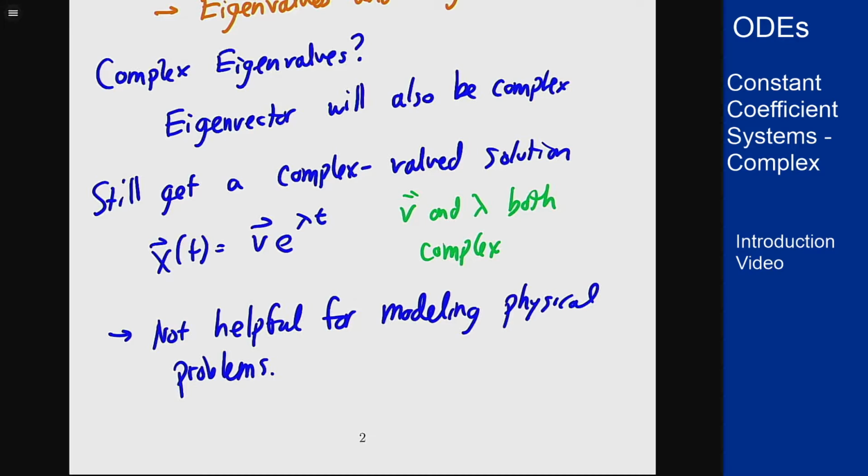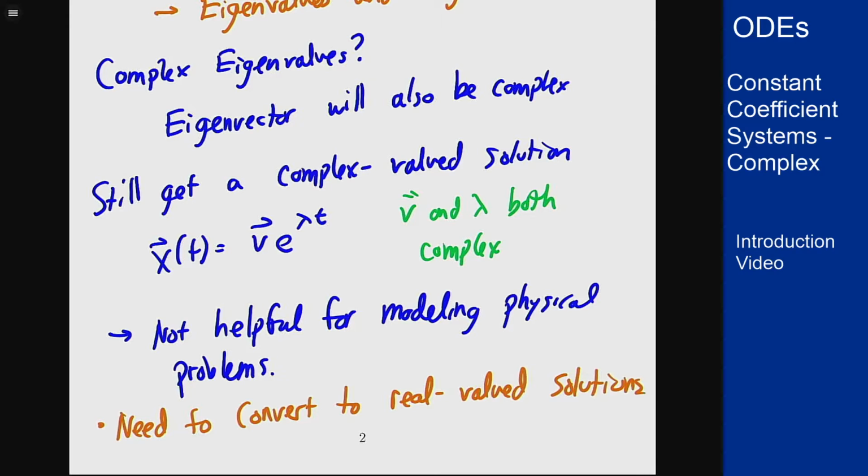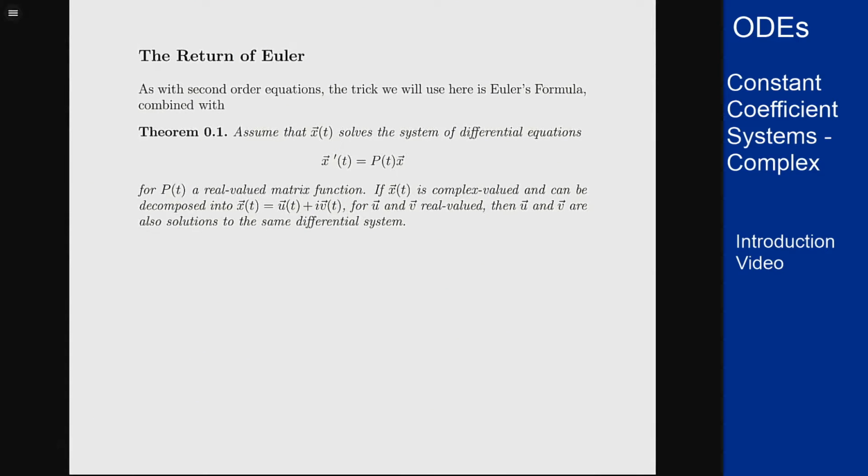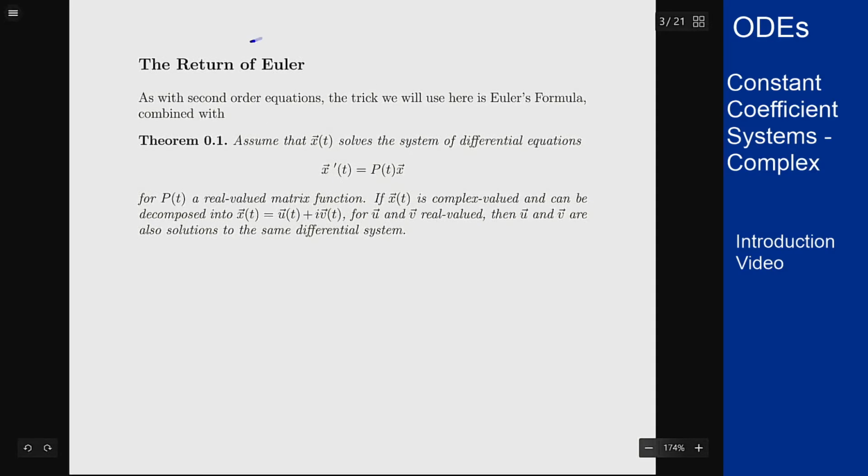So we want to convert these complex solutions into real valued solutions. And thankfully, we already have a trick to know how to do this, and our same trick from second order equations works in this case as well. And that trick is Euler's formula. Euler's formula, like from before, says that e to the ix is cosine of x plus i sine of x for any x.